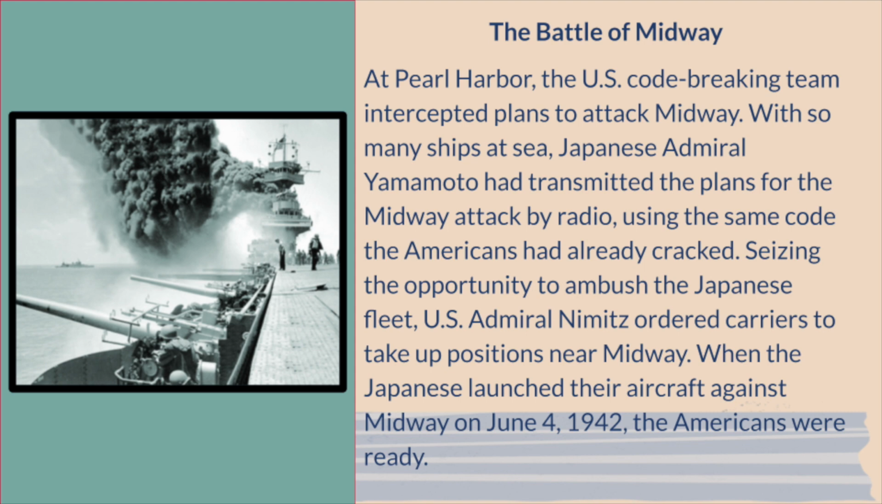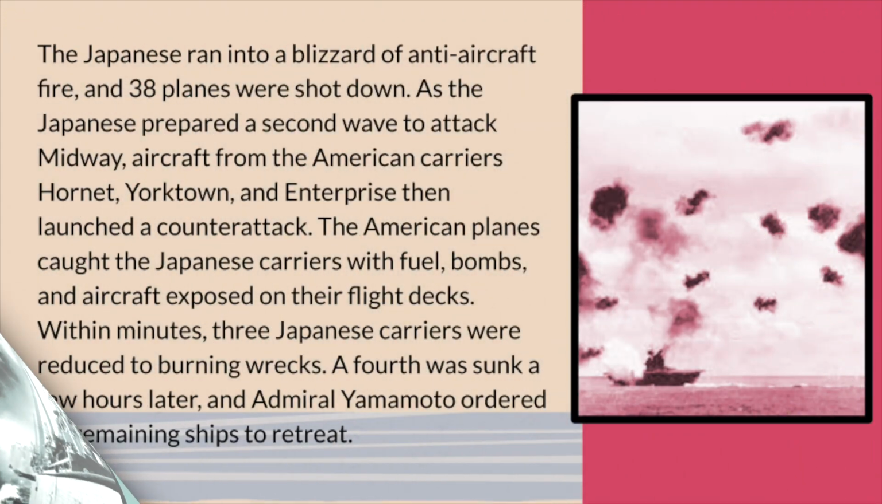Seizing the opportunity to ambush the Japanese fleet, U.S. Admiral Nimitz ordered carriers to take up positions near Midway. When the Japanese launched their aircraft against Midway on June 4th, 1942, the Americans were ready. The Japanese ran into a blizzard of anti-aircraft fire, and 38 planes were shot down.